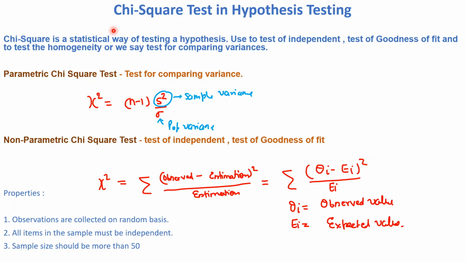The chi-square test can be used on both types of data. In the parametric chi-square test, the data type is numerical. It means if the data type is numerical, that particular test is called a parametric chi-square test. This parametric chi-square test we use for comparing variances. Let's look at the test for comparing variances.